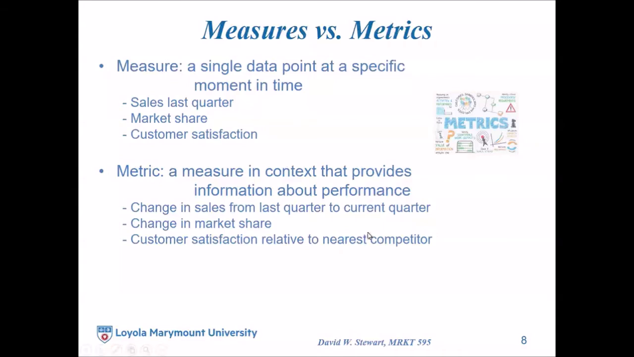In contrast, a metric is a measure in a context. It provides information about performance. So, for example, instead of sales last quarter, how do sales last quarter compare to the quarter before that? Or a year ago? Now I have some sense of change. So a metric is really about change. Or instead of just market share at a given point in time, what's the change in market share? Has my market share gone up this month or gone down this month?